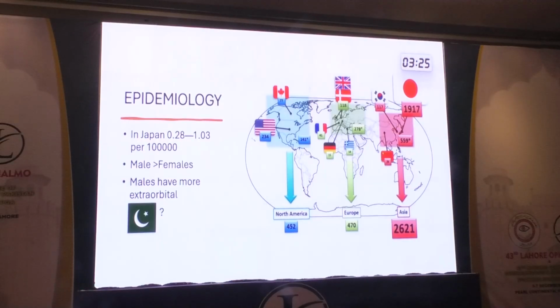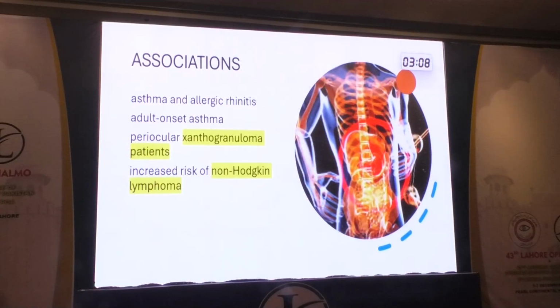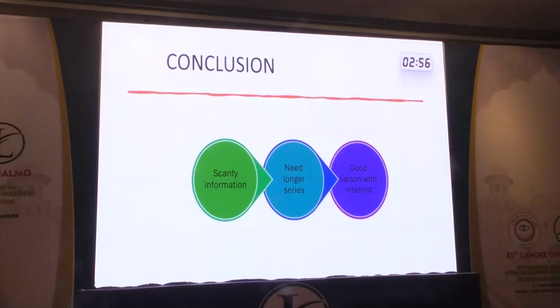So just a brief, it's a newly cropping up disease. Majority of the cases have been reported in Japan, from where the term initially came. Majority of the involved patients are males, and males end up having more extraorbital involvements as well. It is associated with other pathologies as well. It's an immune-mediated process, so asthma, allergic rhinitis. We saw a patient of xanthogranuloma, and 1 of our patients eventually developed multiple myeloma.